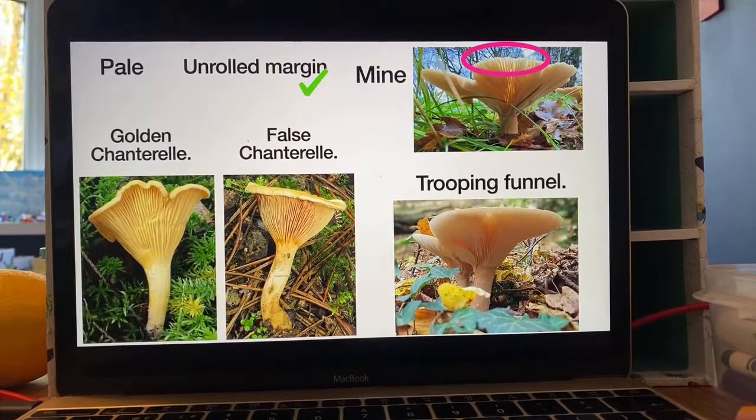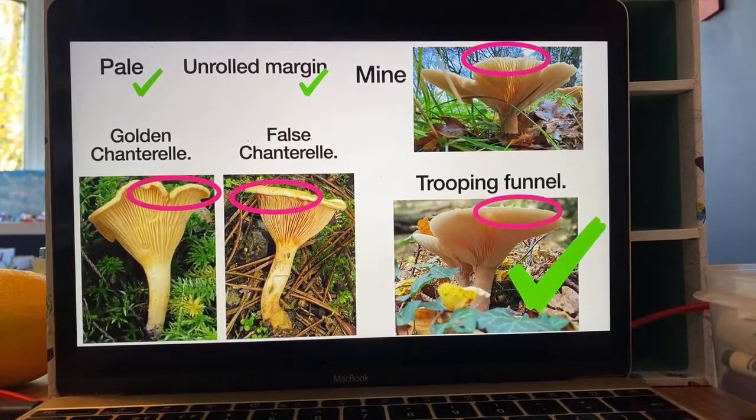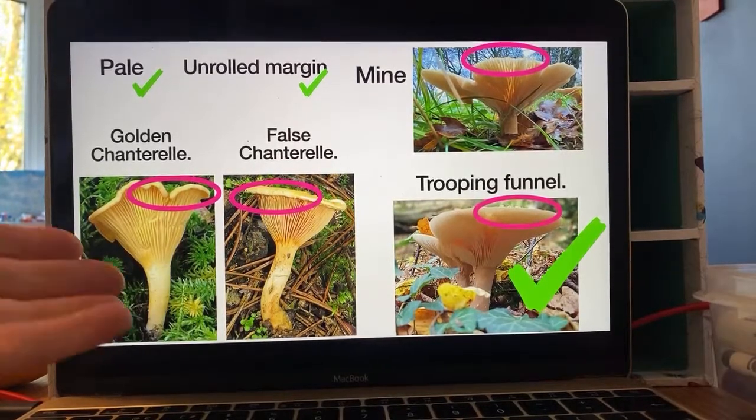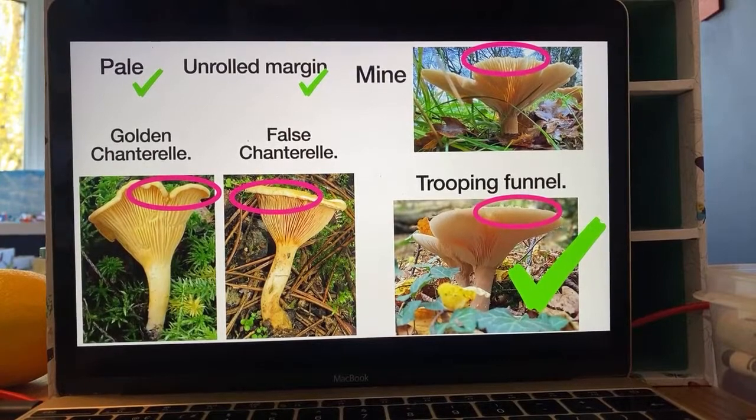Are you noticing the margins? So suddenly I noticed that on the false Chanterelle and the golden Chanterelle, those margins are both rolled over. Someone pointed this out to me on Facebook the other day. But mine are straight. So it's definitely the trooping funnel. But it just goes to show that this is why it's risky to pick them, because unless you know of all the different mushrooms, you could find one that looks very similar and isn't.